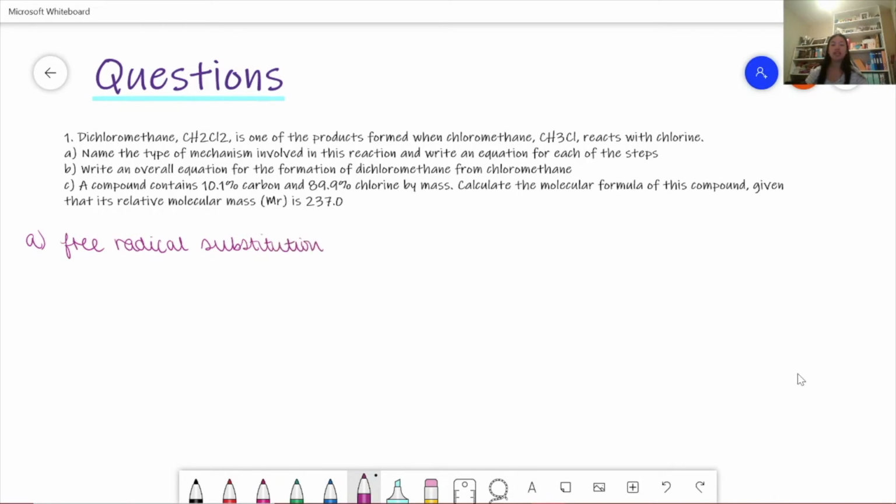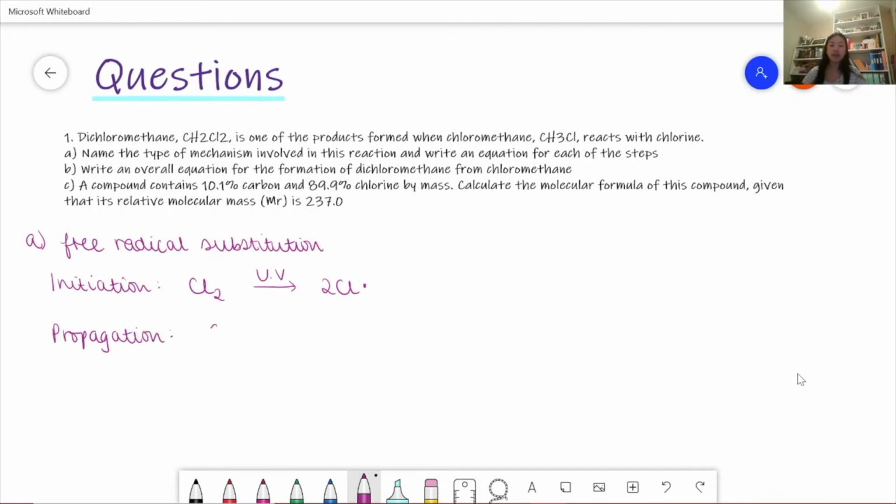And now write an equation for each of the steps. So the first step is the initiation, and this is where we actually form the free radicals. So we start off with chlorine, and then we have to add UV light, so that's really important, and then we form two of these chlorine free radicals. And then we have the two propagation steps.